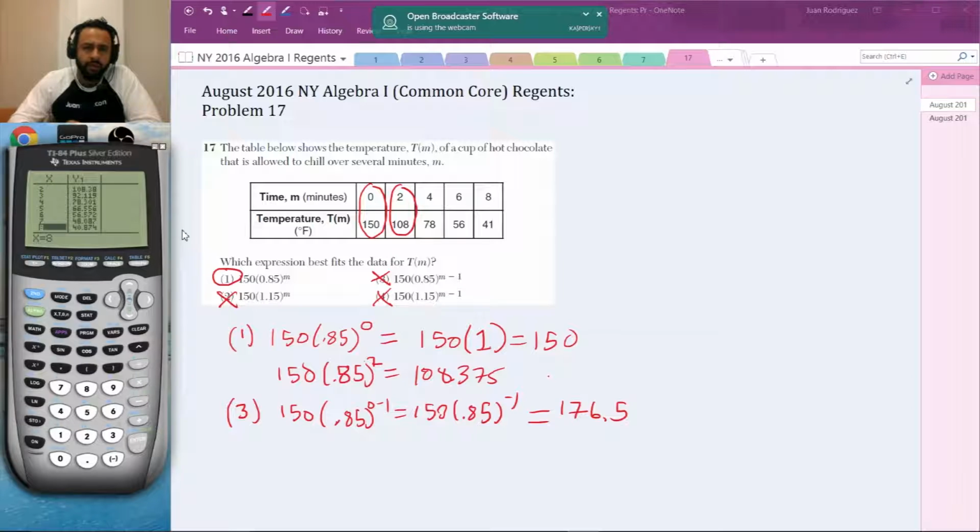Time 840.874, which rounds to 41. So choice 1 is definitely the answer.